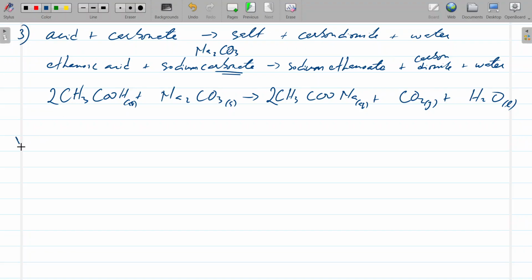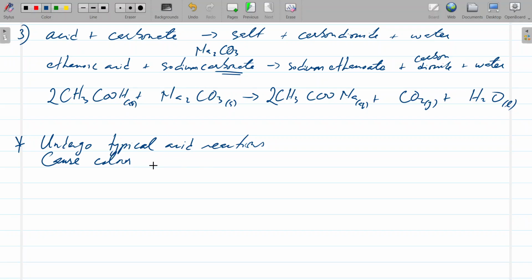Now, because it's an acid, you can use it in the typical acid reactions. As we've seen, these undergo typical acid reactions. They also obviously cause a change in color with indicators. So if you take a blue litmus paper and dip it into an acid, it will turn red. Just an example of one indicator.